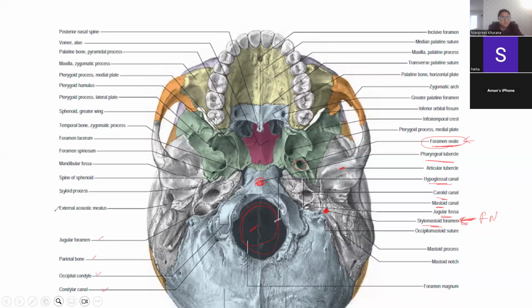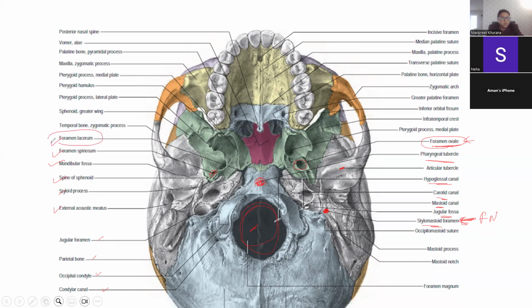Then we have the external auditory or acoustic meatus. Then we have the styloid process here. We have the spine of the sphenoid. We have the mandibular fossa. What is the mandibular fossa? We'll read in detail; it is of very good importance. Then we have the foramen spinosum, which we'll read in detail, and what structures are passing. Foramen lacerum, we have already read.